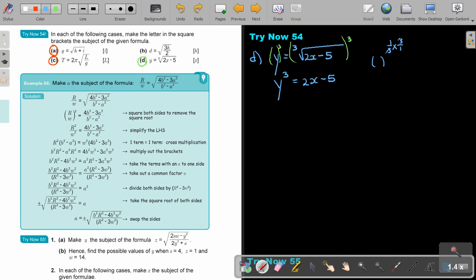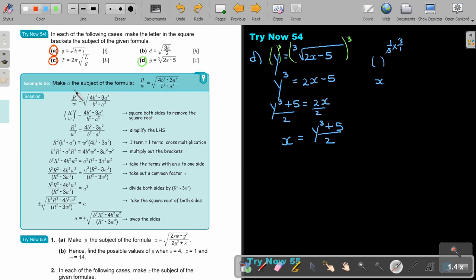And who must become the subject? X. Now because it's negative 5, you move it over, so plus 5 equals 2x. And then you just divide by 2, divide by 2. I'm teaching you now to leave out that one step, so you can already swap the sides. X equals y cubed plus 5, all over 2. Okay. Let's go for the tough one.